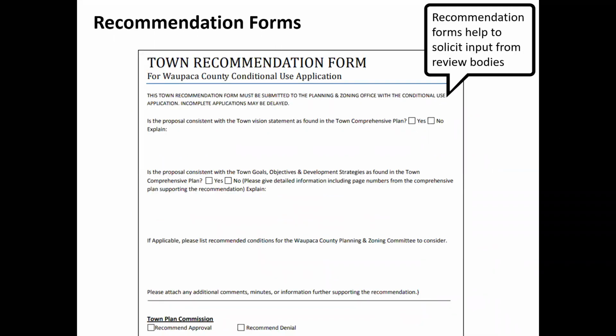Another tool that could aid in making that final decision is in developing recommendation forms. So in this example that I pulled from Waupaca County, they require a recommendation from towns that participate under county zoning. So that, again, they prompt them to look at the standards that are applicable to towns. In this case, how is this consistent with your comprehensive plan? You could also take the same concept of a recommendation form and apply it to other review bodies. So for example, if your plan commission looks at something before the governing body makes the final decision, you may want some sort of recommendation form from that review body.